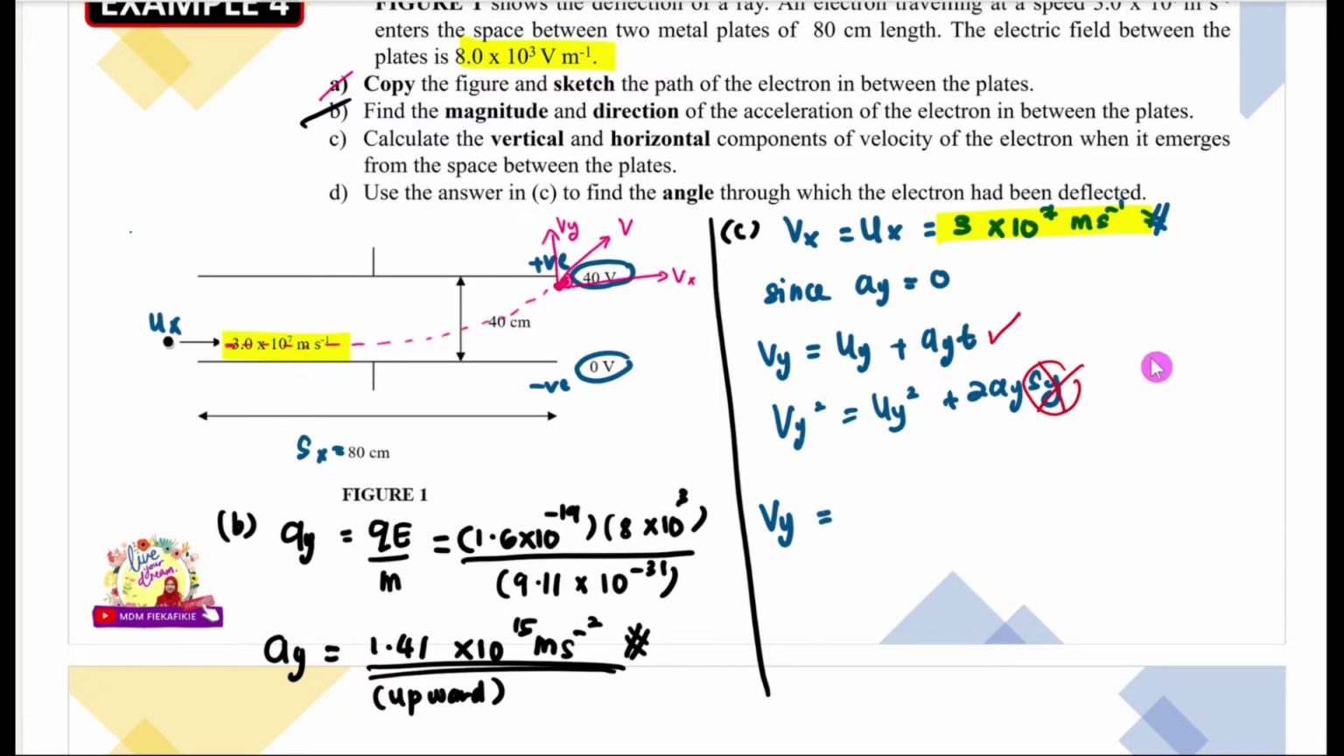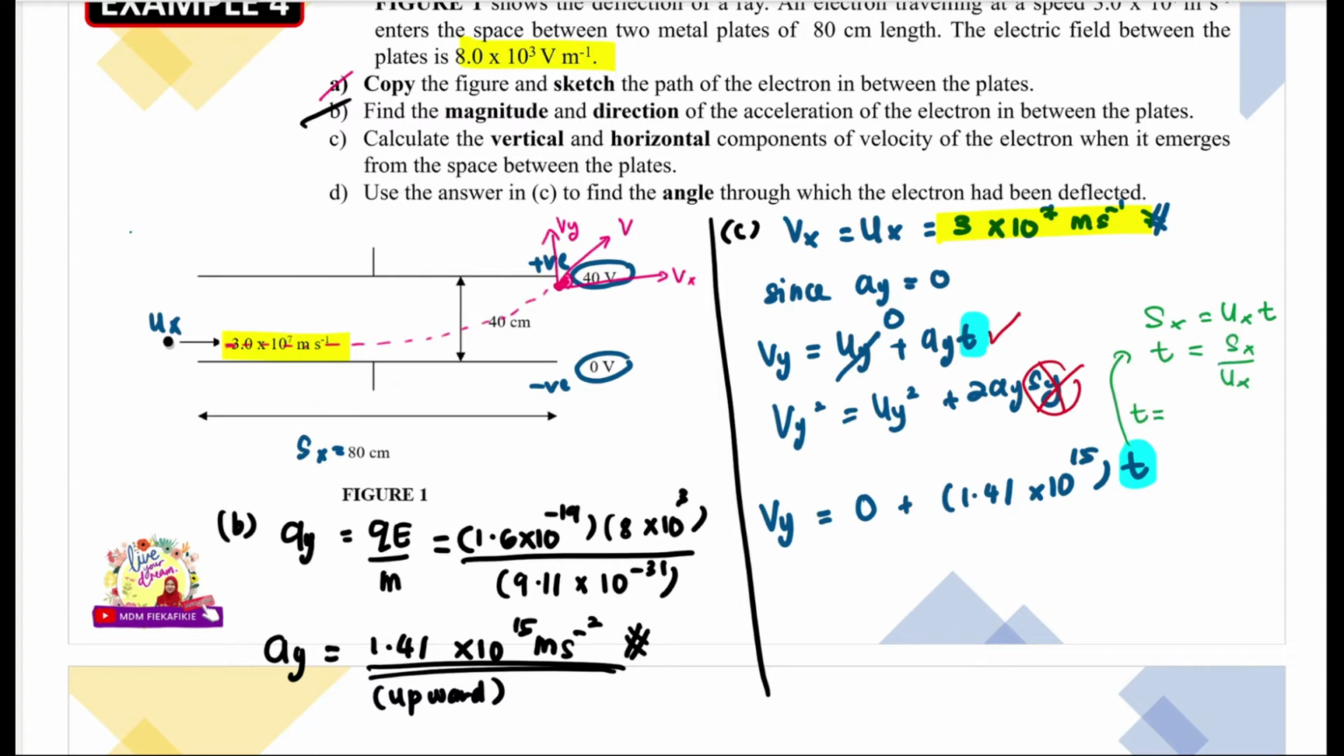Uy macam mana? Okay, Uy kosong. Okay, and then kita plus Ay, tadi kita dah kira dah tadi. Masukkan semula. Tapi kita ada T tak? Kita ada masalah dekat sini sebab kita tak ada T. Okay, so we can find T from this equation, Sx equal to Uxt.